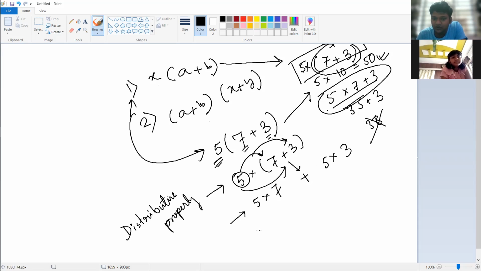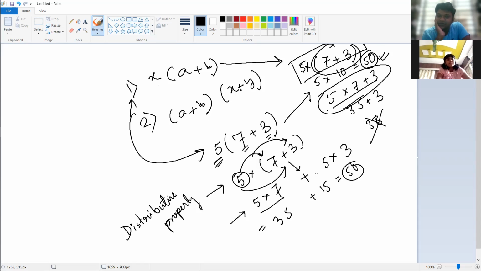Okay. So what is the answer now? This is 35. This is 15. So 50 is the answer. We got our answer correctly. Right? Yes. Now I'm giving you a simple real life example of this.